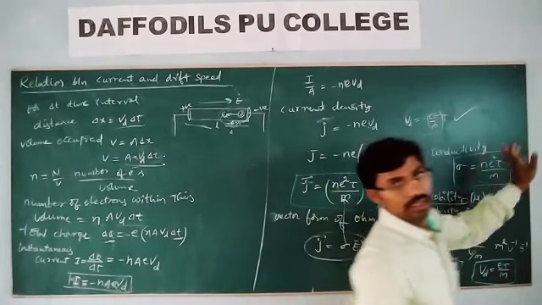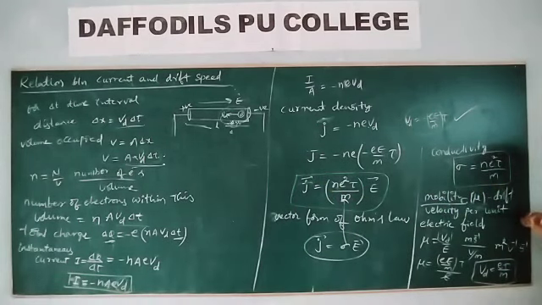And when you have derived the expression, you need to explain the terms whatever we have. N represents the number density of the electrons, number of electrons per unit volume. E is the charge of the electron. T is the relaxation time. M is the mass of the electron, or the mass of the charged particle, whatever we have.